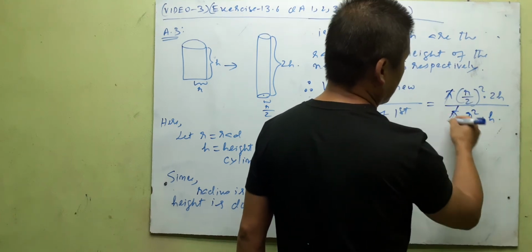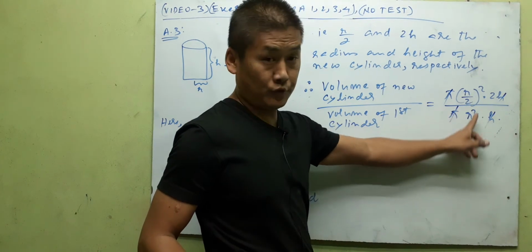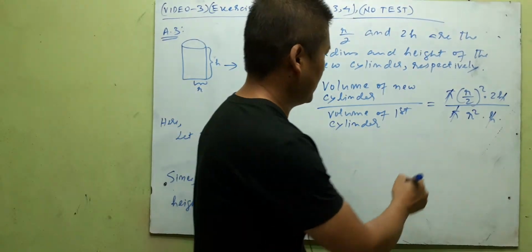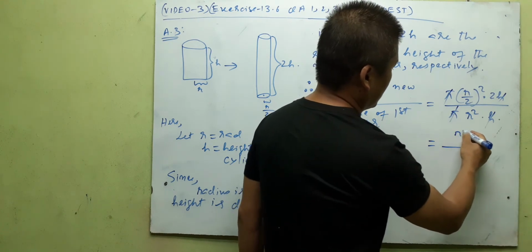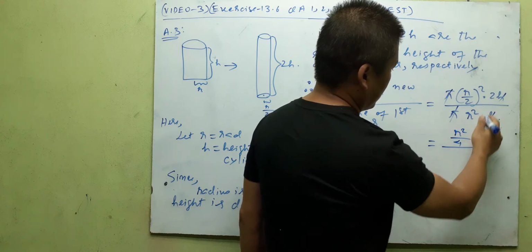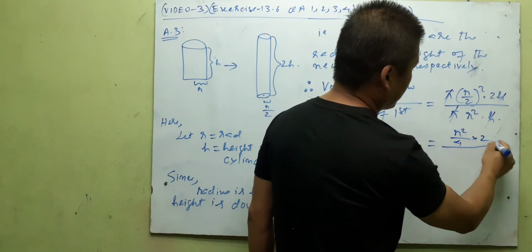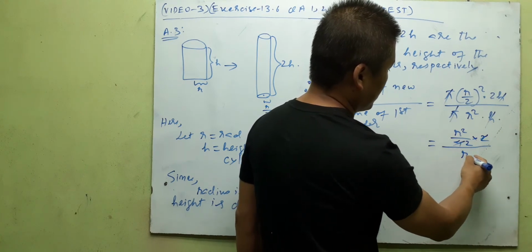So pi and pi cancel, h and h can cancel. We cannot yet cancel these two because the bracket is not yet dealt with. So let us do that. That will be equal to, long line, r square divided by 2 twos are 4. Into here, 1 2 is there, don't forget that. So 2 ones are 2, 2 twos are 4, we can cancel now, by r square.